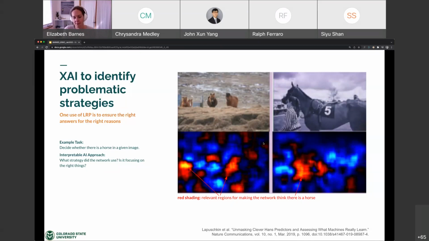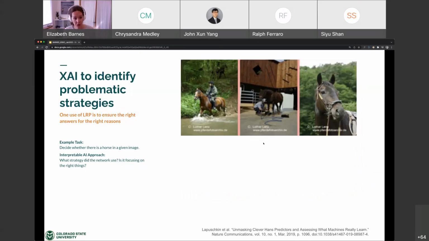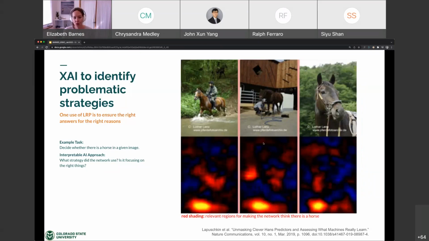Let's take another set of three images. Once again, the network also gave high confidence that there was a horse in each of these three images. But we can use LRP to say, how did the network come to that decision? Where did it look? And if you look at these heat maps that you create, it did not look where the horse is. If I was in person, I would take a show of hands. But if you look here, it looked in the bottom left-hand corner of every image.